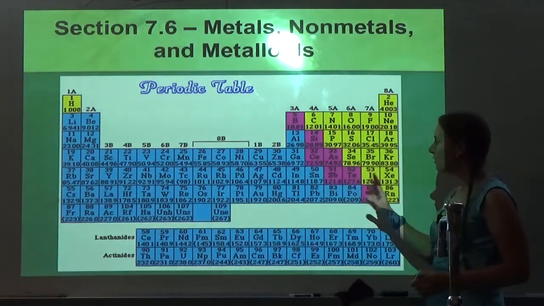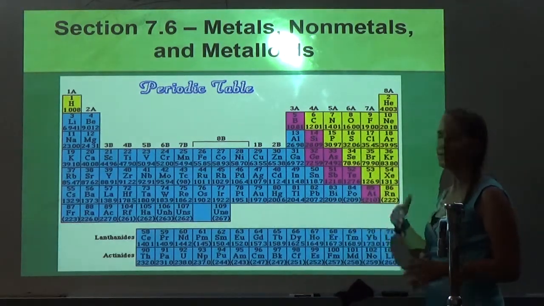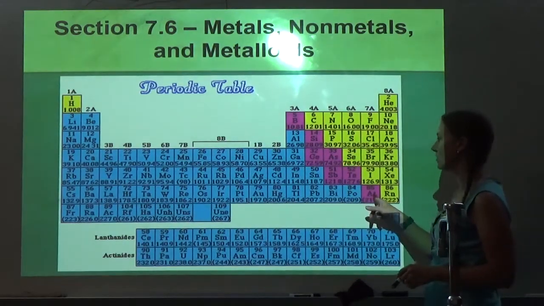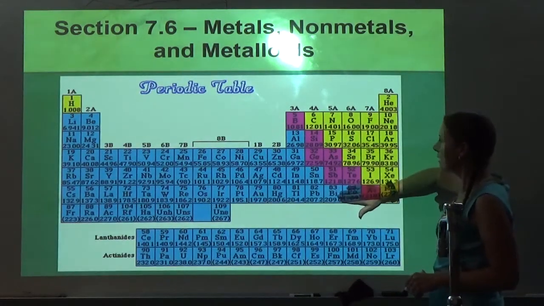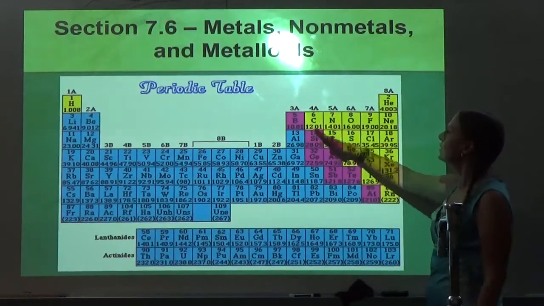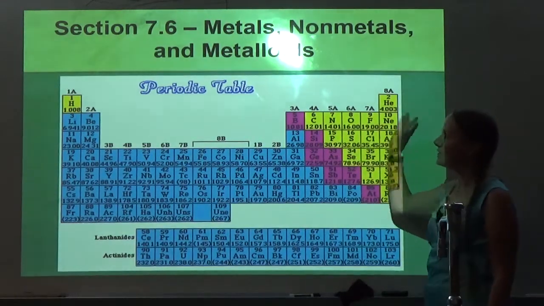I'll tell you, Po, I see both ways, but most of the time nobody's going to ask about that. At, I also see both ways. Some people, they just kind of stop right here with the metalloids. All right, and then your nonmetals are to the right of the stair step and hydrogen.